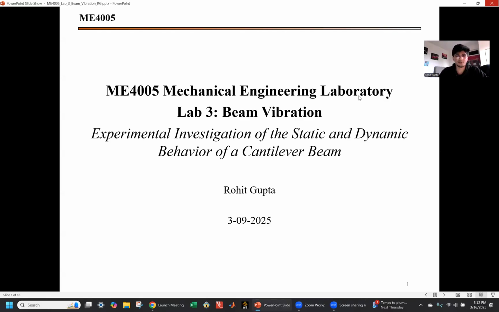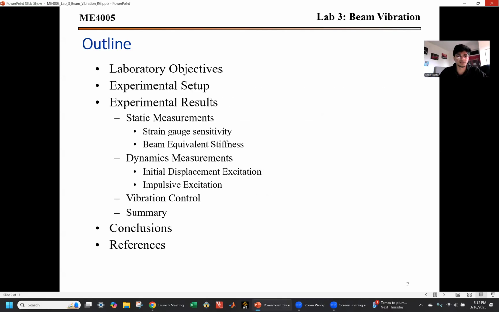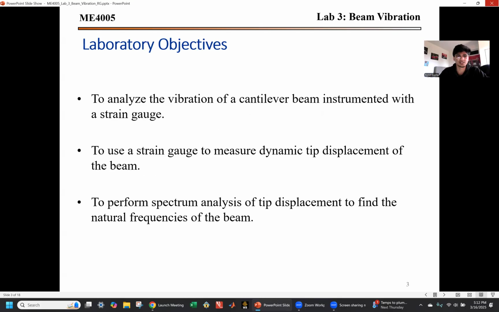Hello, this is Lab 3, beam vibration. My name is Rohit Gupta. The outline of this, of course, is the laboratory objectives, experimental setups, experimental results, conclusions, and references.